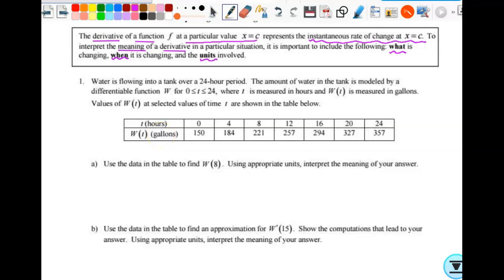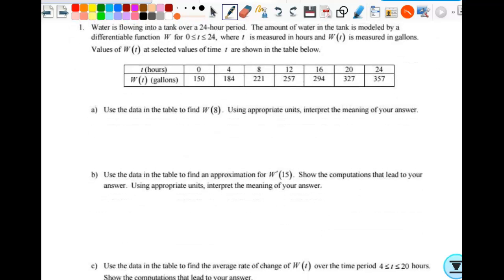The values of W(t) at selected values of time are shown in the table below. So this says, using the data in the table, find W of 8, using appropriate units, interpret the meaning of your answer. Okay? So what is W of 8? 221. 221 what? Gallons. Okay, all right, so let's think about what this means. What does the 8 represent? Hours, right? It's the time.